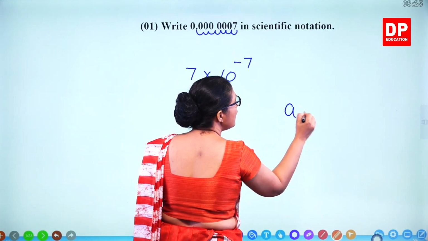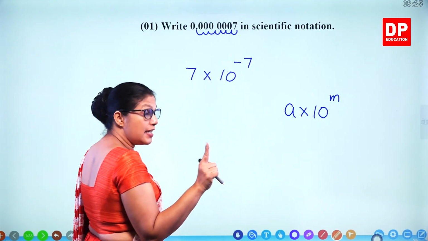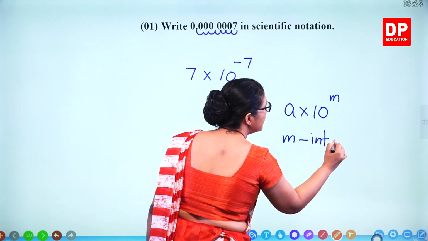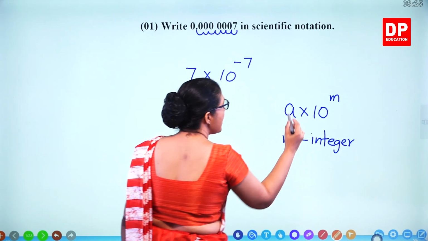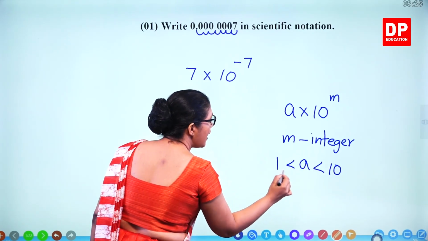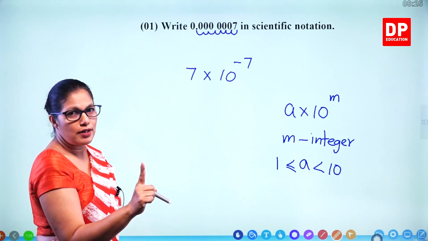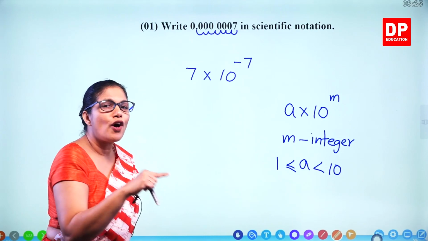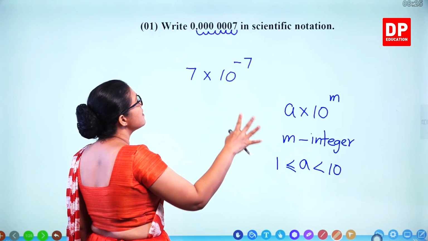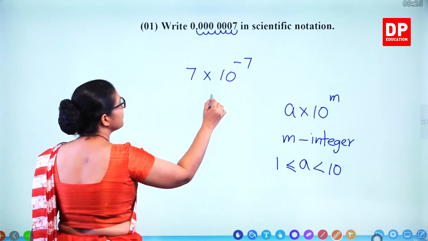So that's how you write down the scientific notation. Remember, any value is A times 10 to the power m. M can be any integer, M is an integer. And A should be in between 1 and 10. But 1 you can include, but 10 you can't include. So the maximum number 9.999 something you can write, not 10. So that's the scientific notation. So you get 2 marks for that.